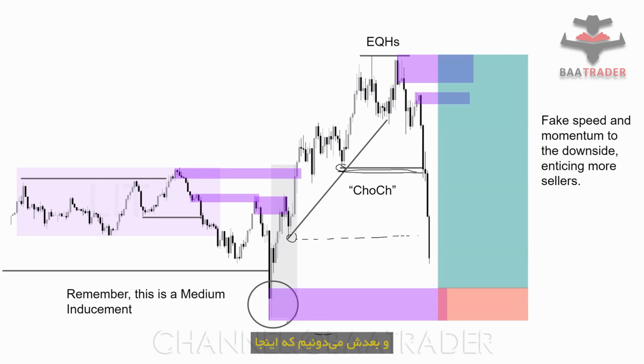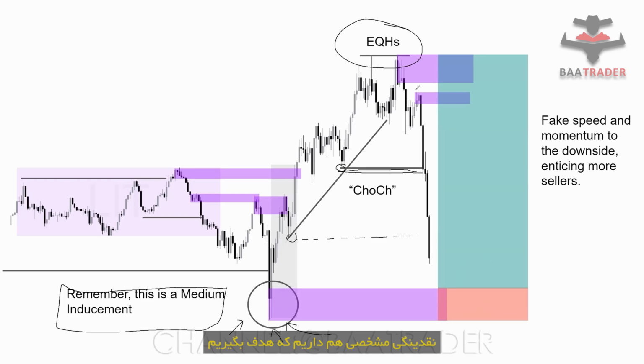And then we know that here we have our extreme mitigation, which is from the point that caused the medium inducement. This isn't just a random structure point that just happens to work. It caused the medium inducement. It took out so many people. And we've got clear liquidity to target.